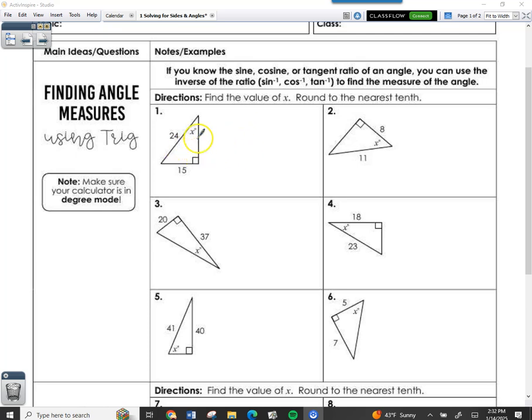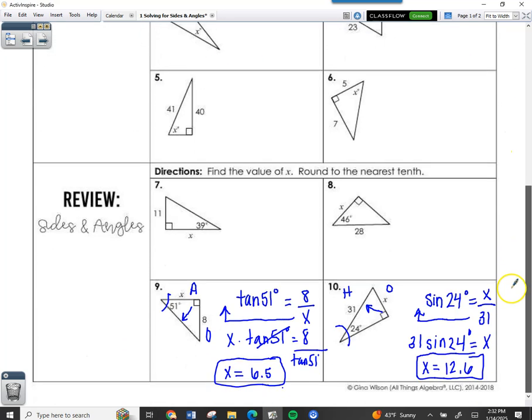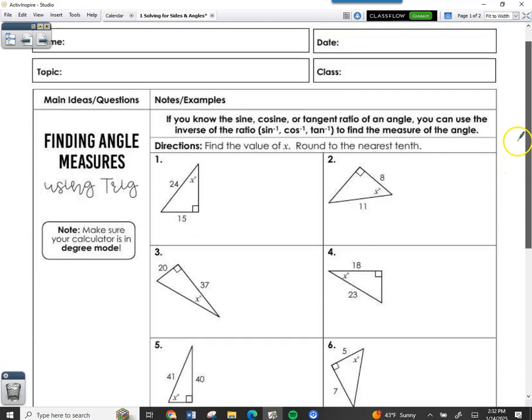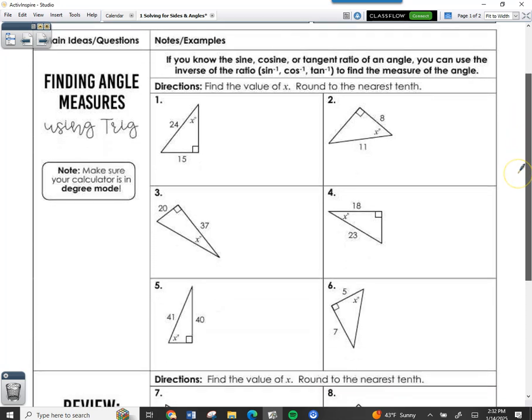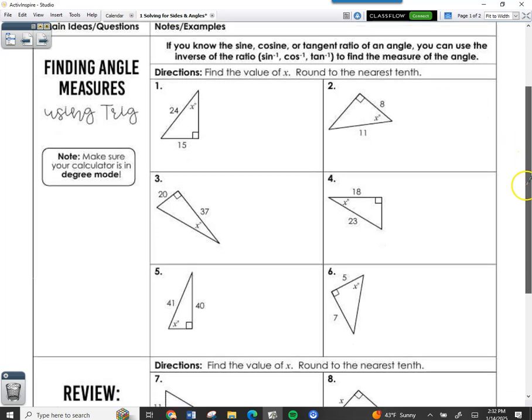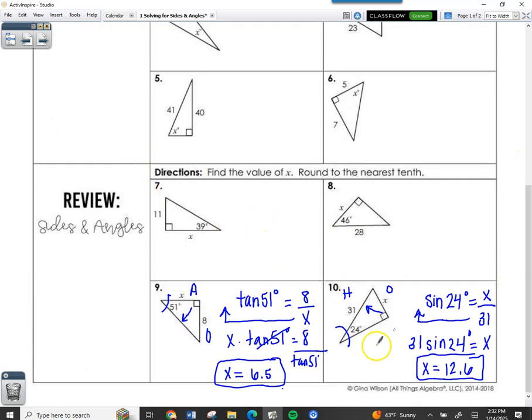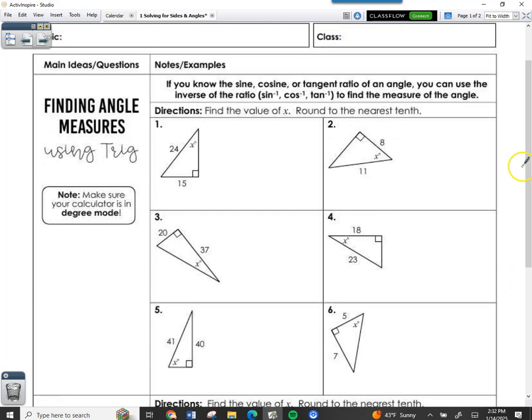Okay, what's different about number 1 compared to 7 through 10? Look at your 7, look at my 1. Notice the X is now inside the triangle, right? Down here, you were solving for sides on all 4 of these. Up here, we're solving for a missing angle measure.